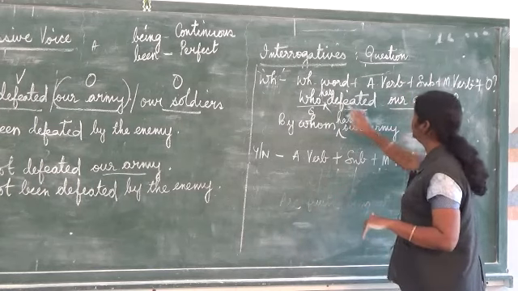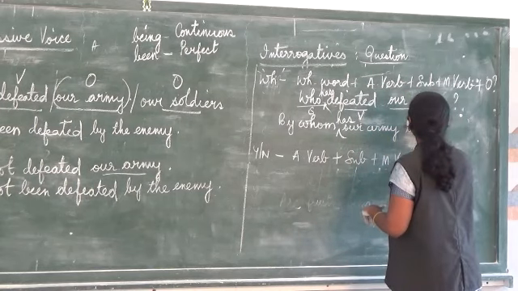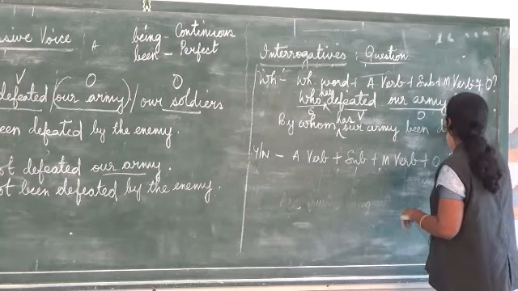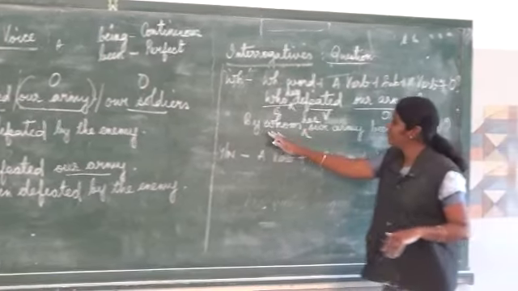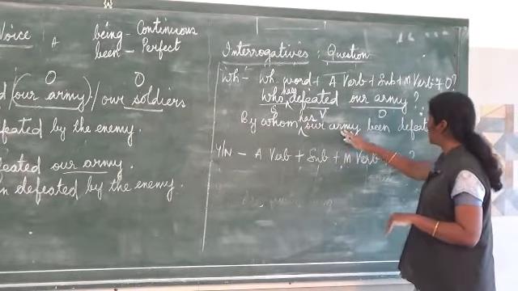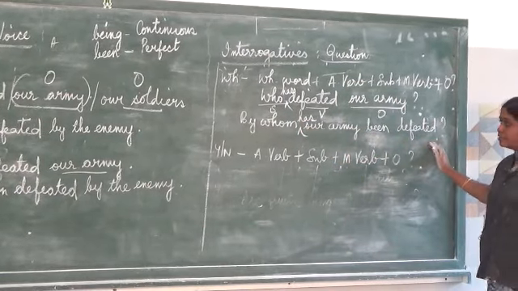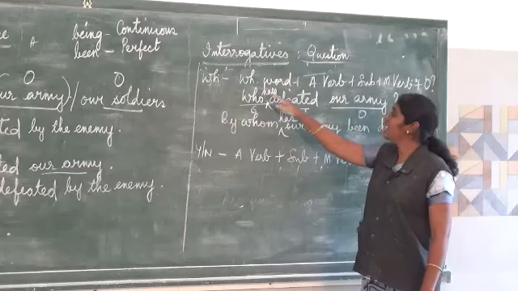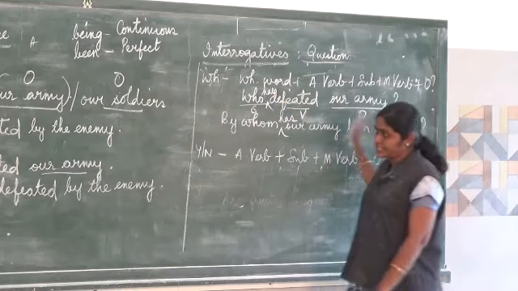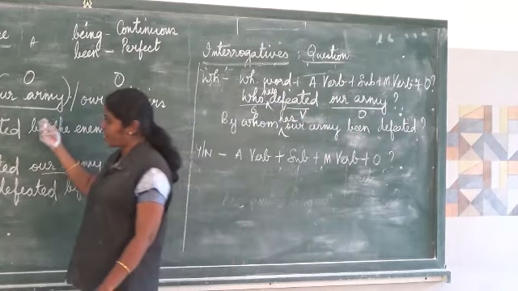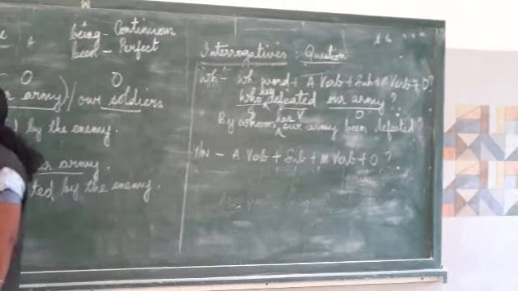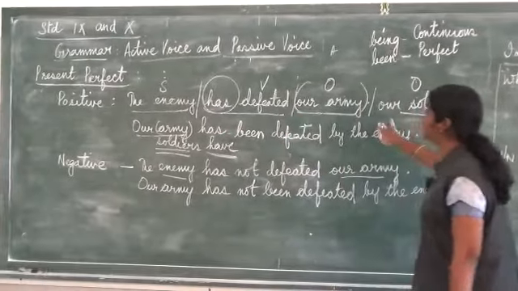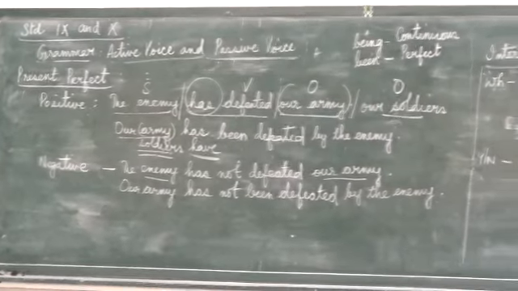What is the main verb here? Defeated. And just because it is perfect tense, you have to add been. By whom has our army been defeated? So what is the question you had? Who has defeated our army? See, the enemy has defeated our army. So instead of this word enemy, I have substituted it with who. Who has defeated our army? So this is the question, active voice.